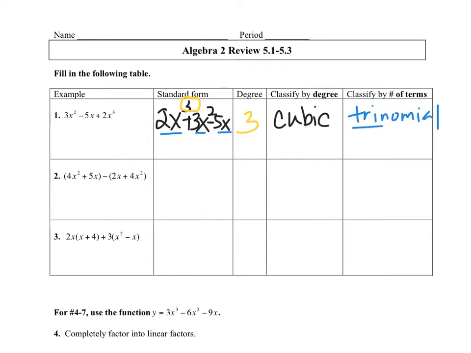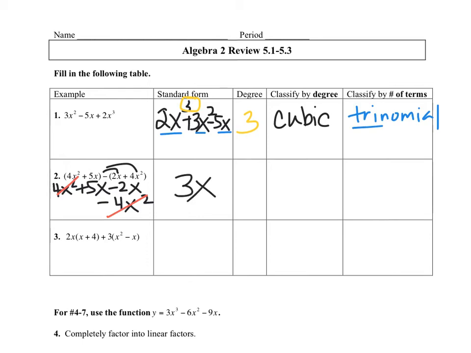Tri means 3. All right, for the next one, standard form polynomials do not have parentheses in them. So we need to take that minus and distribute to the 2 terms in the binomial. So what we get is 4x squared plus 5x minus 2x minus 4x squared. And when we simplify this, our 4x squares will cancel out, leaving us with simply 3x.